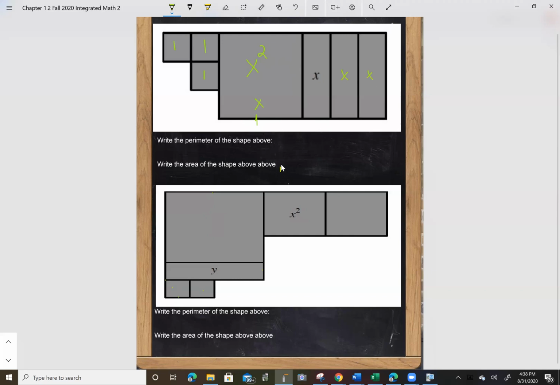So the area, if I count all of the x squares, I just have 1, so I have 1x squared. But you don't need that 1. How many of just the x tiles do I have? I have 3 of the x rectangle tiles, and I just have 3 1s, so that's the area. And I don't need this 1 here, but you can put it there if you want. Both ways are correct.